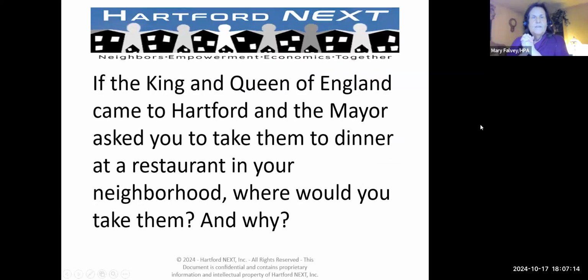There we go. So if the King and Queen of England came to Hartford and Mayor Roonin asked you to take them to dinner at a restaurant in your neighborhood, where would you take them and why? So I'm just going to call people out to make it a little easier and keep things moving along. So let's start with our eminent chairs.